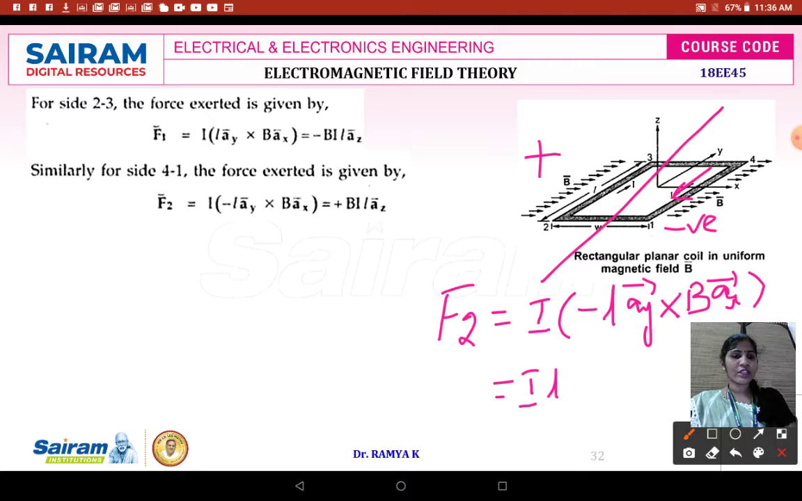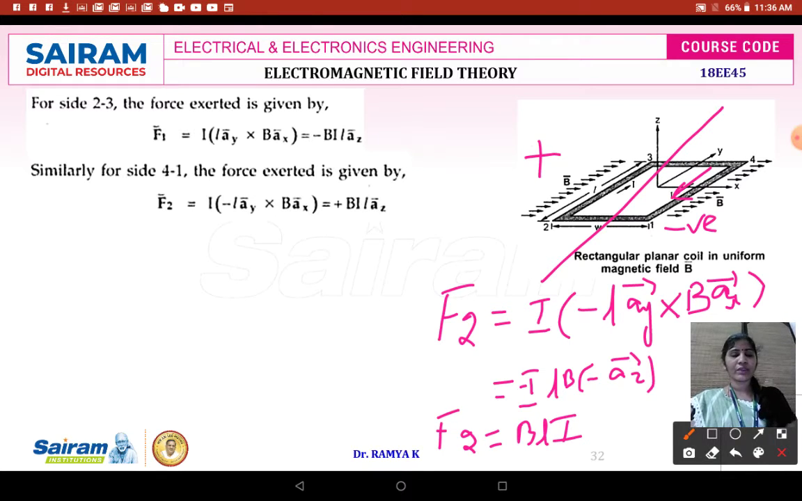It is moving in the anti-clockwise direction, so I will get minus AZ. As a whole, after identifying this, you will get F2 equal to BLI newton. Therefore, the force on side 4 to 1 is BLI newton.